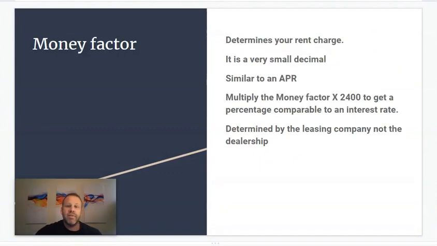Next up, we have the money factor. The money factor determines your rent charge. It's a very small decimal, and it's like the interest rate on a loan. So it's similar to an APR. It's the amount you are paying to borrow the money to buy the car.